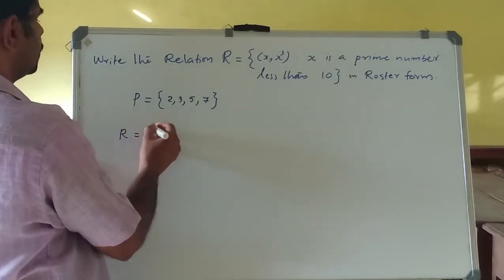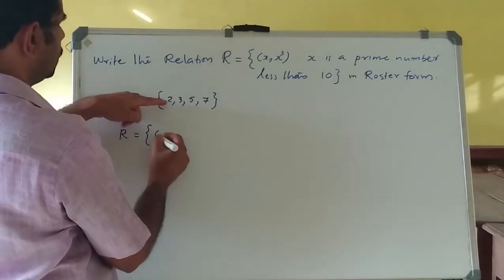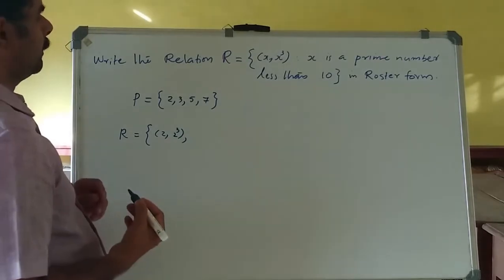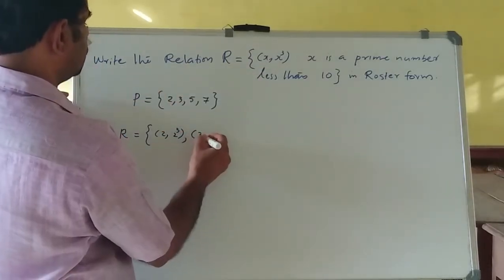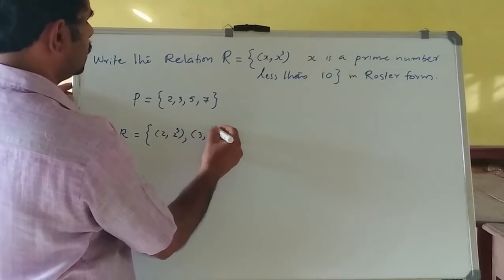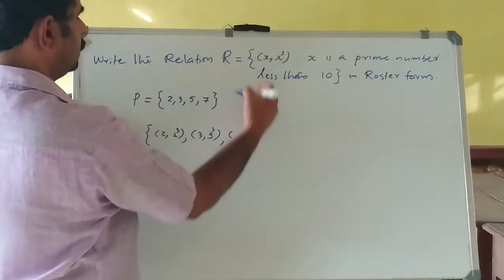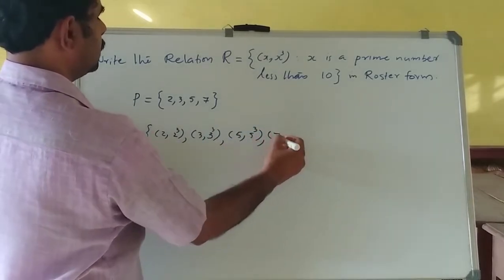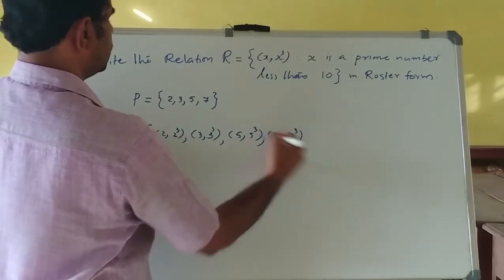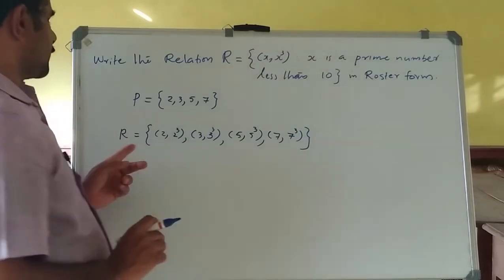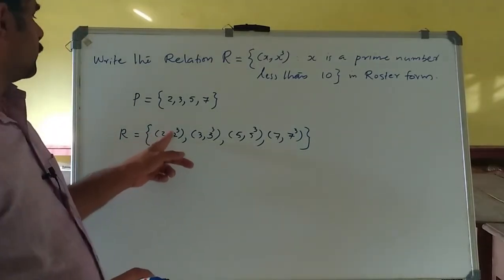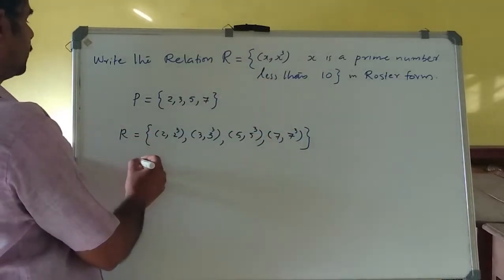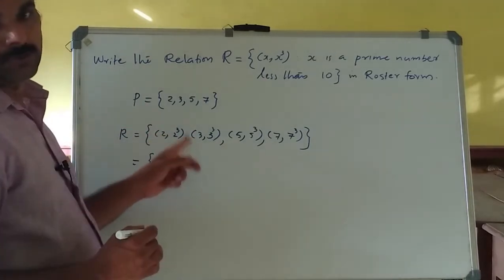Then the relation is equal to what? The set of x comma x cube: 2 comma 2 cube, then 3 comma 3 cube, 5 comma 5 cube, 7 comma 7 cube. So relation R is the set 2 comma 2 cube, 3 comma 3 cube, 5 comma 5 cube, 7 comma 7 cube. That is equal to the set 2 comma 2 cube, 2 into 2 into 2, that is 8.